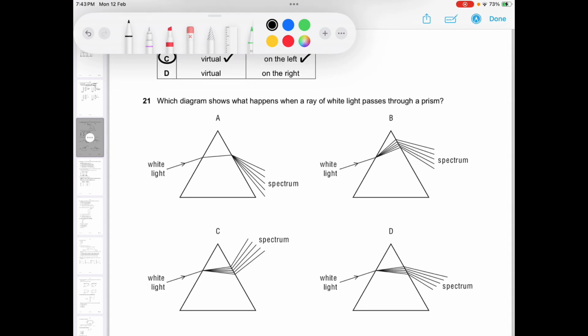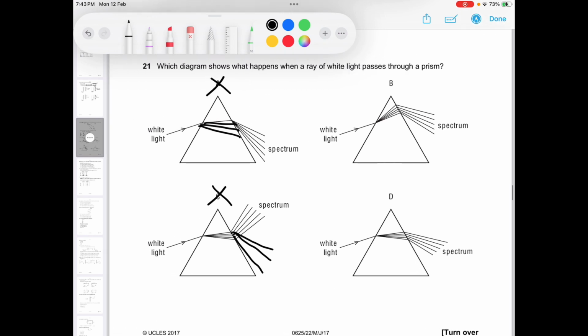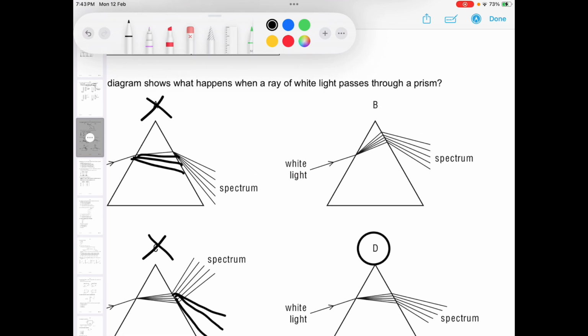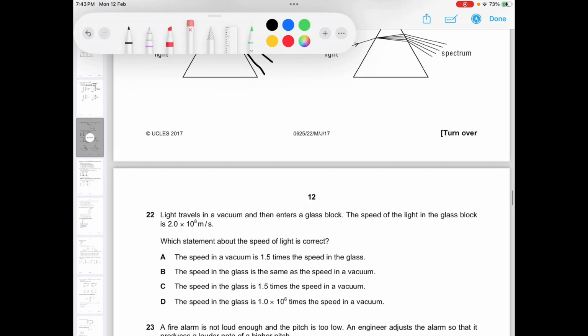21. Which diagram shows what happens when a ray of white light passes through a prism? Obviously, each color has a different speed inside the prism, so A is wrong. When they emerge out, they need to go down like this, so C is wrong. D is correct. And no, red does not refract the most, it's violet that refracts the most, so B is wrong. The answer here is D.